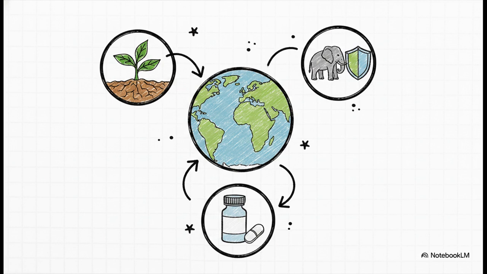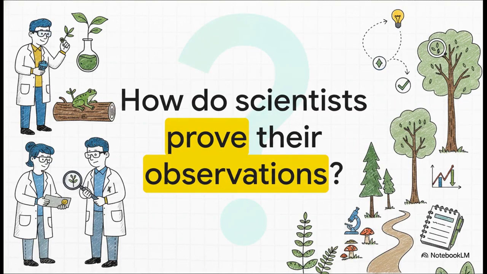Plus, by becoming absolute experts in these smaller branches, they can team up across fields to tackle massive global issues like climate change or widespread diseases. Specialization literally makes life better for everyone. But that brings up a really important question. How do these highly specialized scientists actually prove their observations are true? How do we move from just a simple guess to a verified scientific fact?